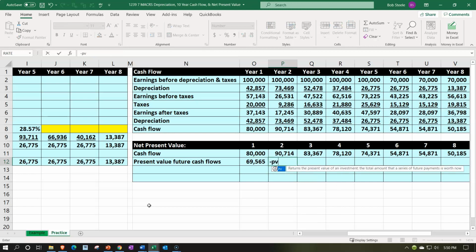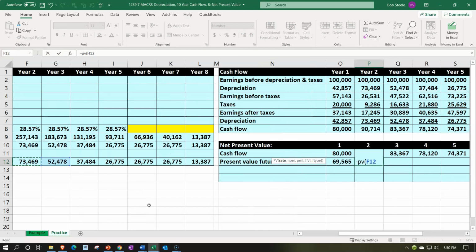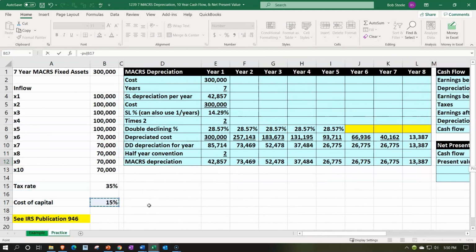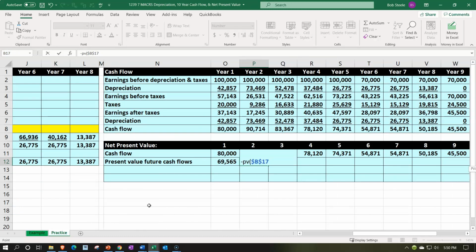Negative, present value, shift 9, rate all the way to the left. It's going to be the 15%. F4, keyboard, making it absolute, comma, number of periods, 2, up top, comma, 2 commas, because it's future value, and we'll pick up the future value. There it is. Let's try one more here.